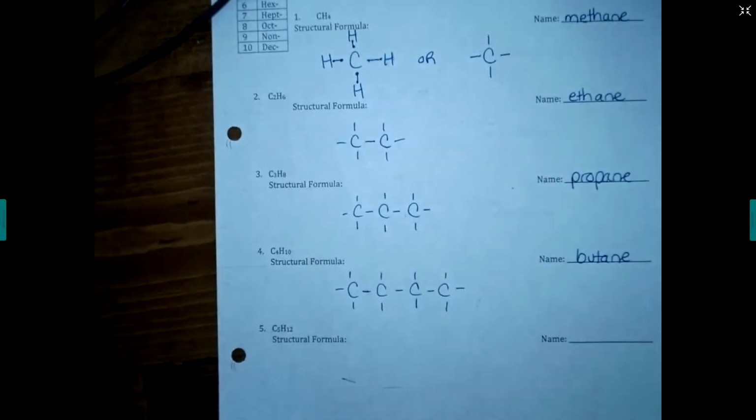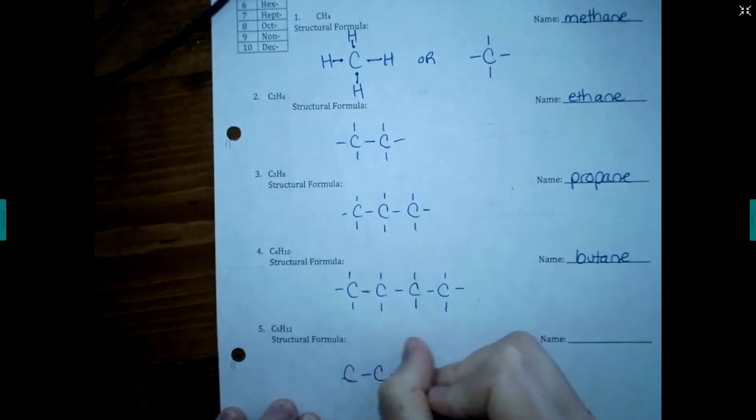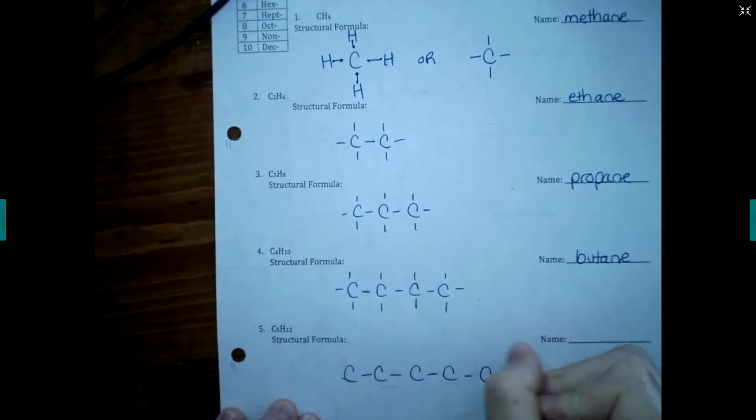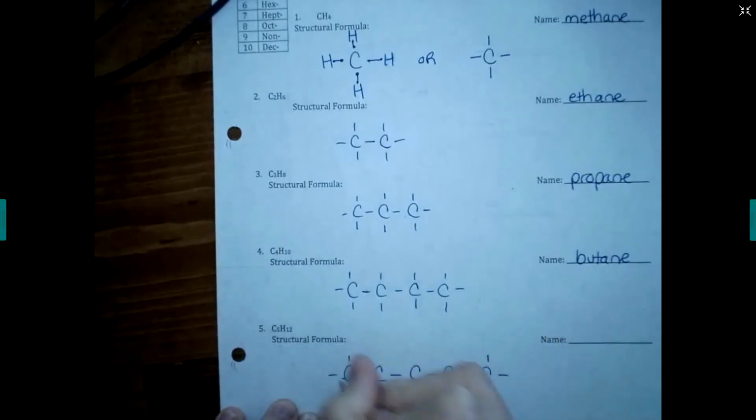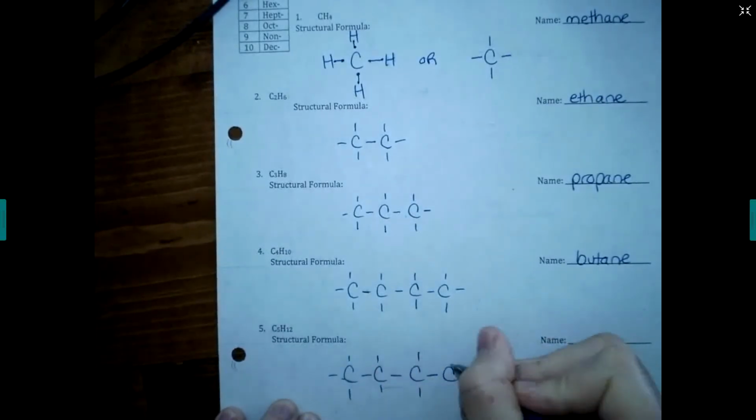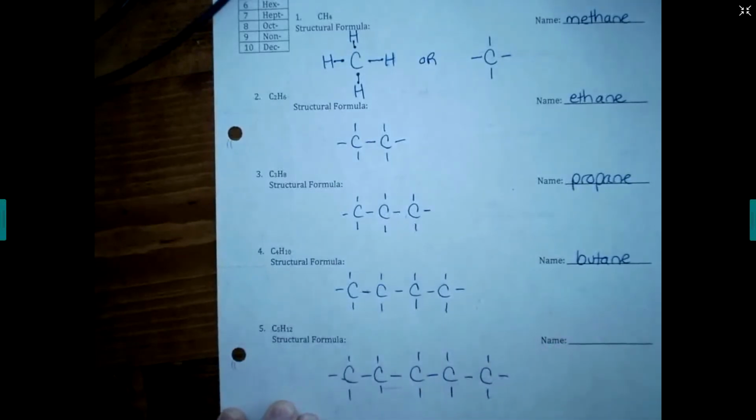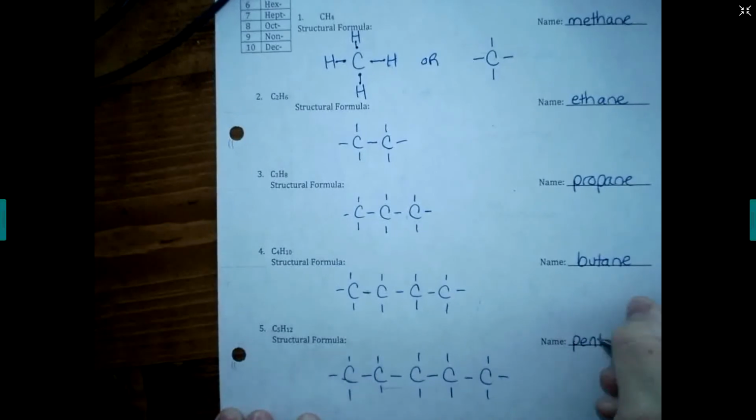All right, on to number 5. We have 5 carbons in a chain. The carbons on the end have 3 hydrogens. So that's 3, 6, 7, 8, 9, 10, 11, 12. And since this is a 5 carbon molecule, we're going to call it pentane.